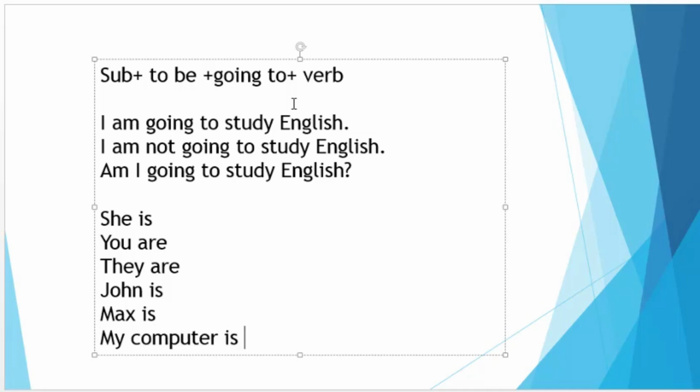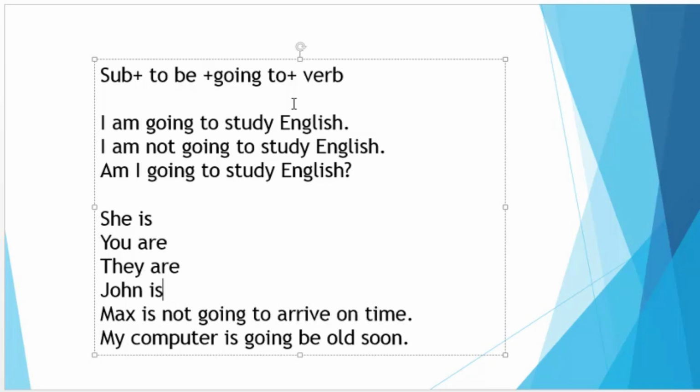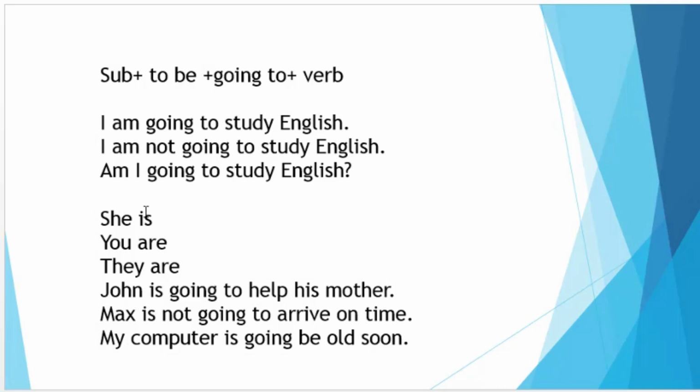For example, my computer is going to be old soon. Okay, so, or Max is not going to arrive on time. Or for example, John is going to help his mother. Okay. So now in these examples, you see that we have different forms of the to be verb to talk about future plans. I hope that you can pause the video and complete these three sentences.